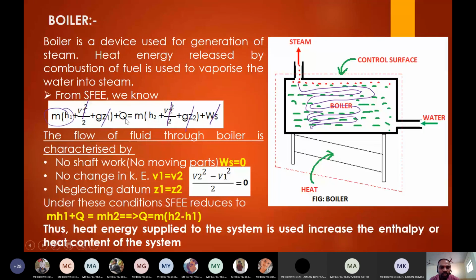What is Q? Q is the heat supplied. So the heat supplied is used to increase the enthalpy of the system. We are adding heat to the boiler so that the enthalpy of the system increases, thereby the water is converted into steam. You need not know how the boiler works at this point of time. You should know, if you apply the steady flow energy equation to the boiler, what the final equation is. That is my aim. So Q is equal to m into (h2 minus h1). This is the application of the steady flow energy equation to the boiler.